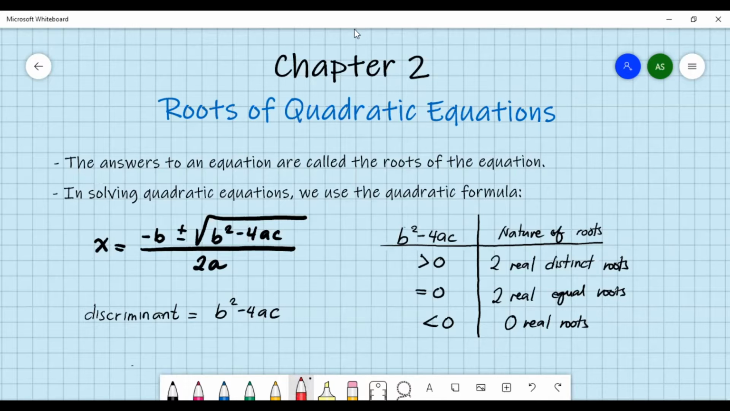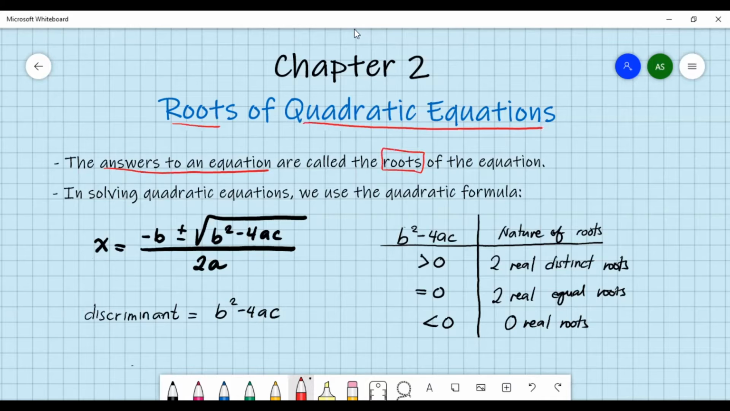Hello, so today we will learn how to find the roots of quadratic equations. Remember that when we speak of the roots, we mean the answers to an equation. So we call these the roots of your equation.